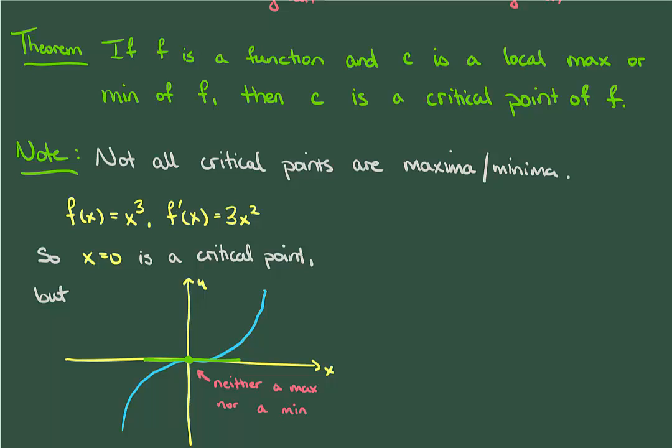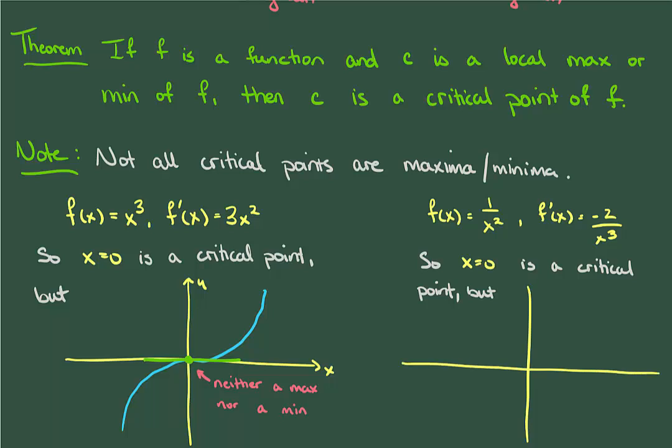What about critical points where the derivative doesn't exist? For example, something like 1 over x squared, whose derivative is negative 2 over x cubed. Here again, x equals 0 is a critical point, but the function isn't even defined at 0. So this point couldn't possibly be an extremum of f.